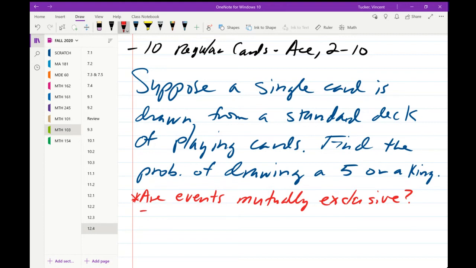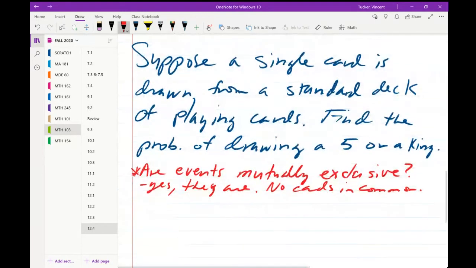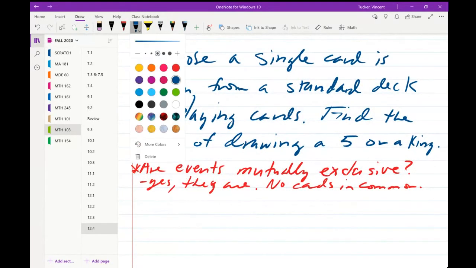So your answer is yes, they are mutually exclusive. They have no cards in common. So what I mean by that is there's no such thing as a king of fives or a five of kings. If you're a king, you're a king. If you're a five, you're a five. They have no cards in common. So they're mutually exclusive. So that means we can go ahead and look to try to solve.